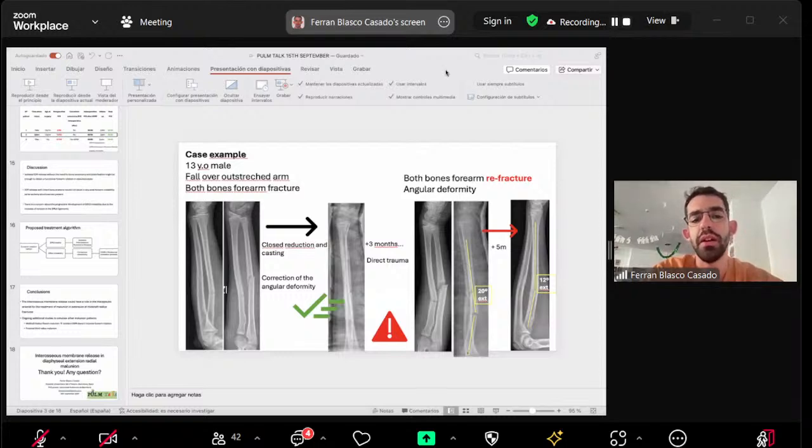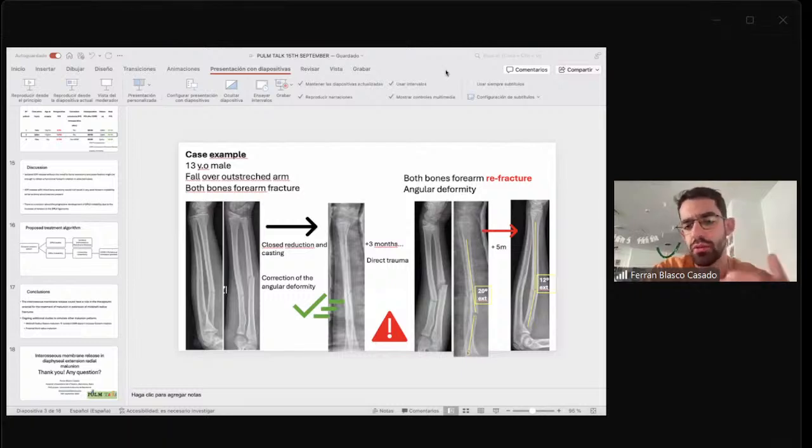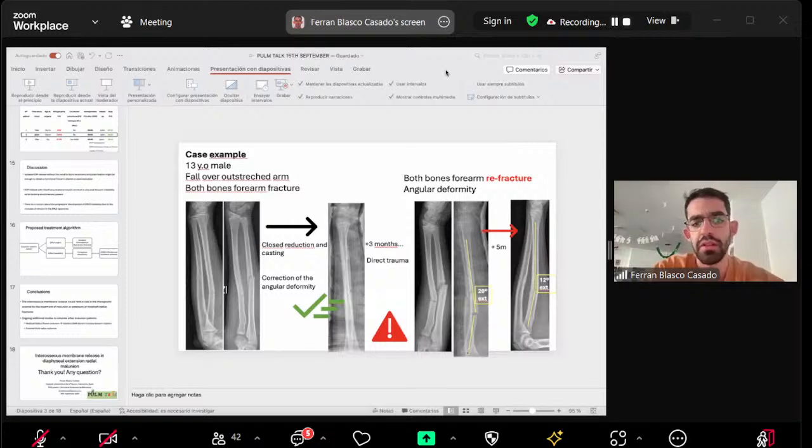How much length of membrane is released? To make it simple and easy to reproduce, we released the whole membrane. We only left the distal radioulnar joint and the proximal. We went for the whole interosseous membrane. That's a reasonable question, and it could make sense in the future, depending on the location of the deformity. Maybe you don't need to go for the whole interosseous membrane release.